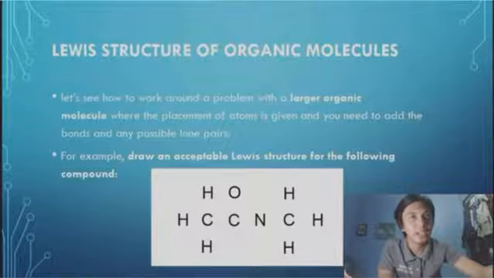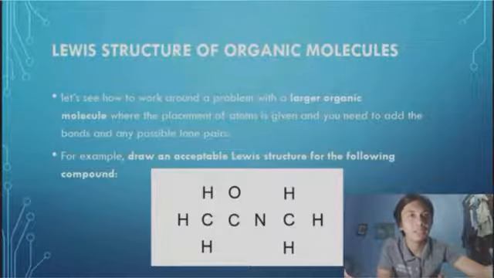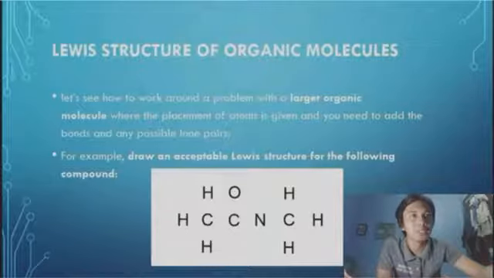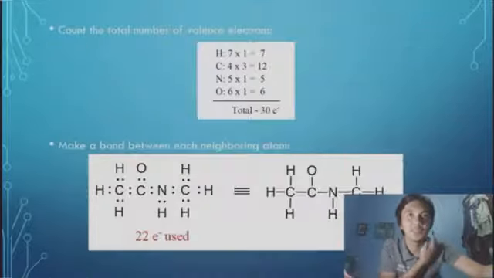Okay, let's proceed to the Lewis structure of an organic molecule. Let's see how to work around a problem with a larger organic molecule where the placement of atoms is given and you need to add the bonds and any possible lone pairs. For example, draw an acceptable Lewis structure for the following compound.